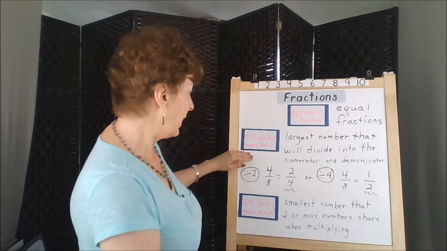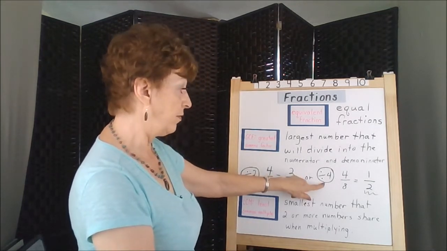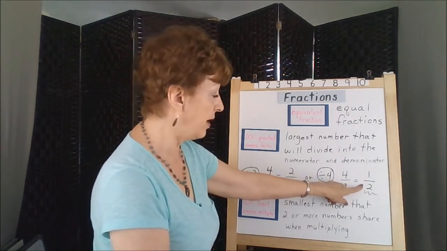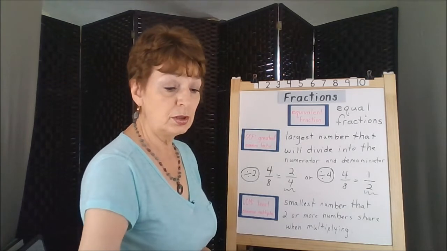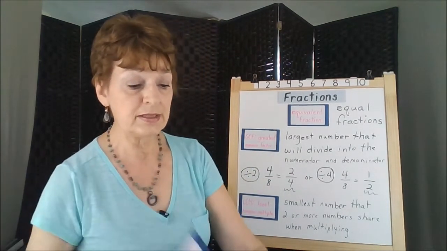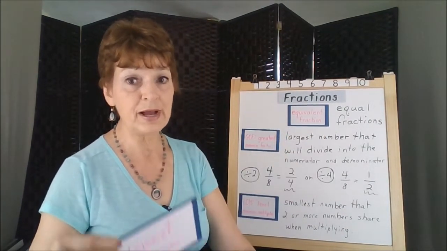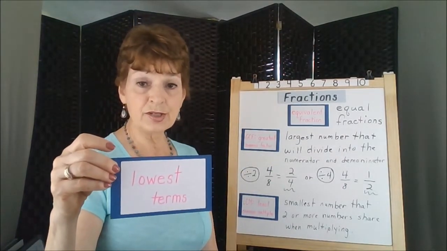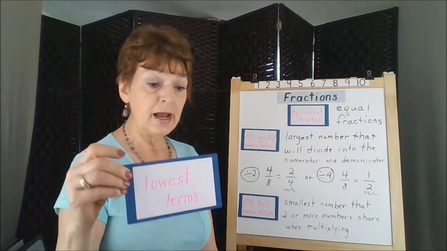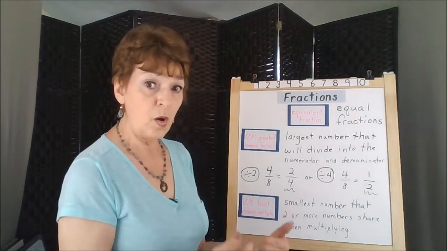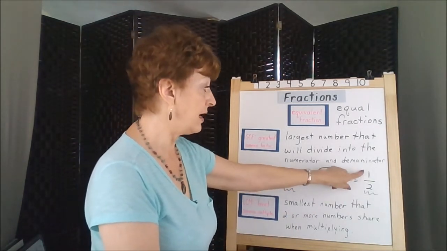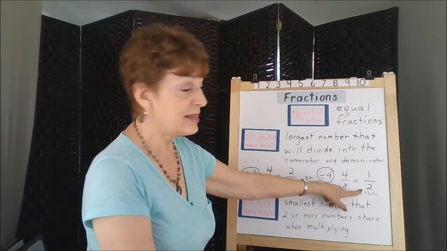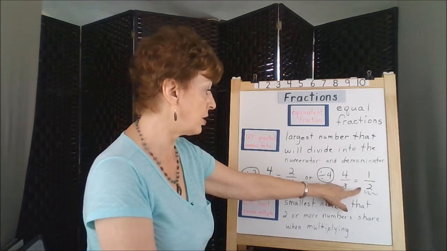But the greatest common factor, that would have been 4, reduced our fraction or simplified our fraction to the lowest terms. We simplified the fraction by dividing by the greatest common factor, so the answer was in lowest terms, being only 1 will divide into the numerator and denominator successfully. That's how you get your fraction into lowest terms.